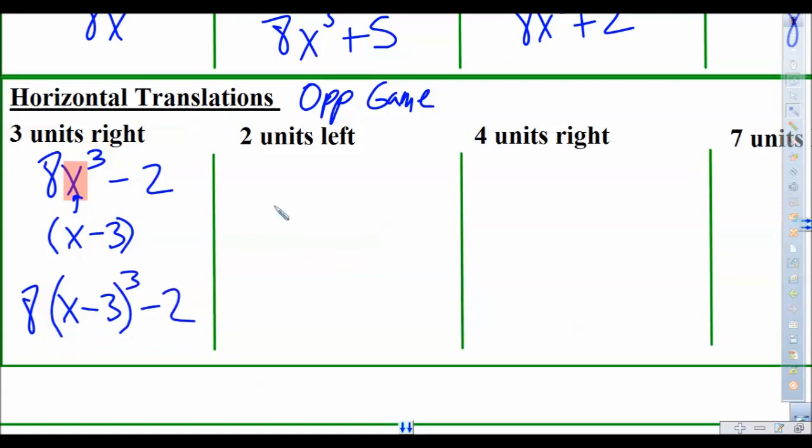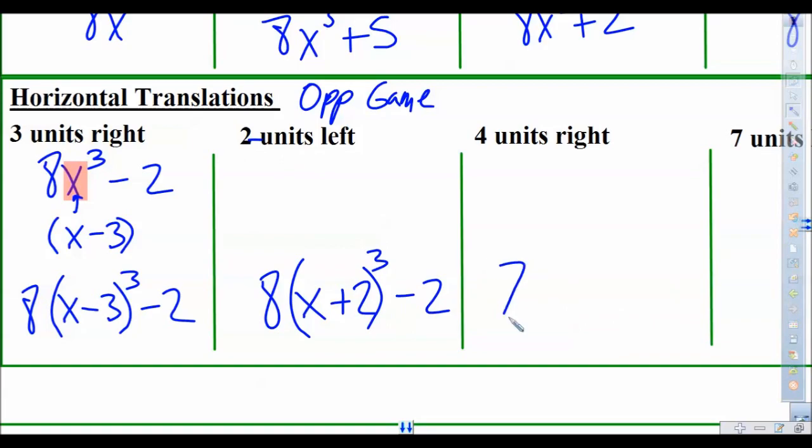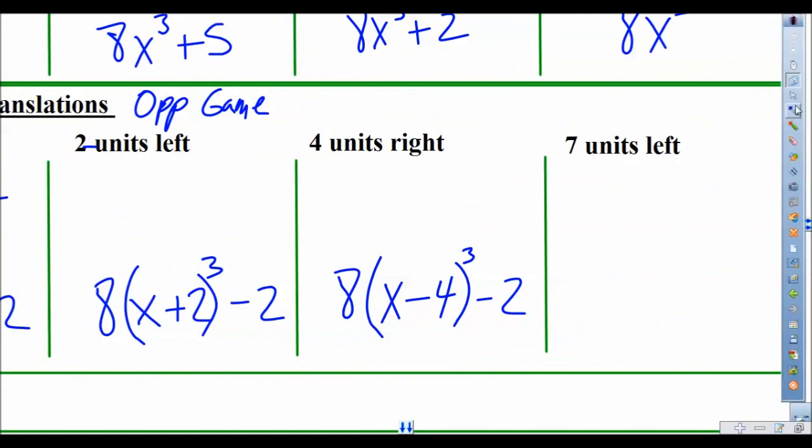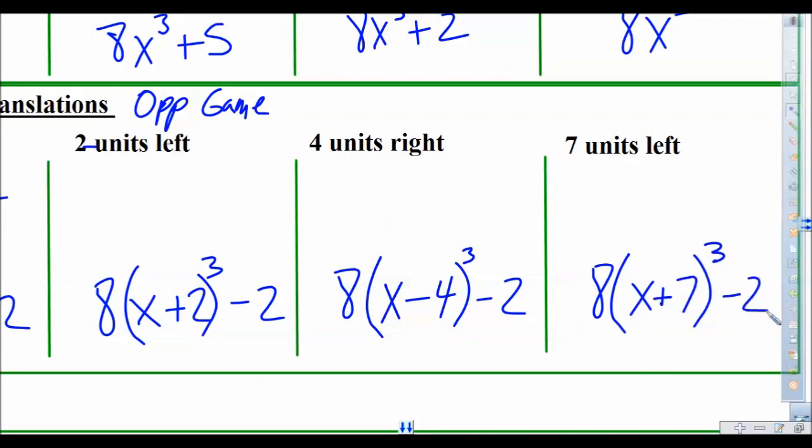Let's do this even faster with these ones here. Maybe we can jump straight to the end here. That would be 8, and then if we're going to the left, now that would be x, and then plus how much? 2. Over here, 8 parentheses, going to the right, x, opposite game, right, so I've got to think minus. Seven left. Opposite, I'm thinking plus. And there you have it.